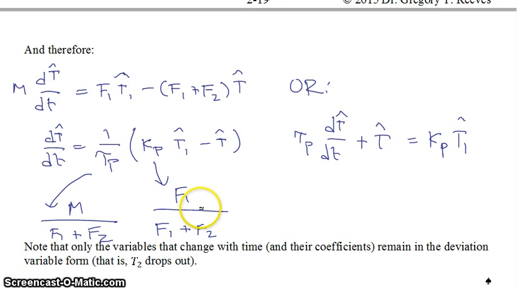Okay. Now note the last thing is that only the variables that change with time remain in the deviation variable form. That is, T2 drops out because that one was the one that was constant over time.